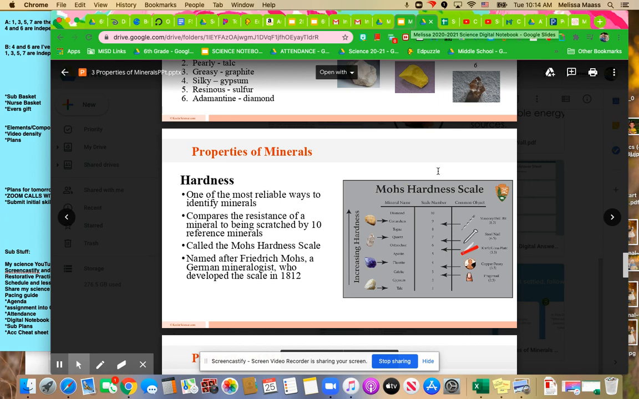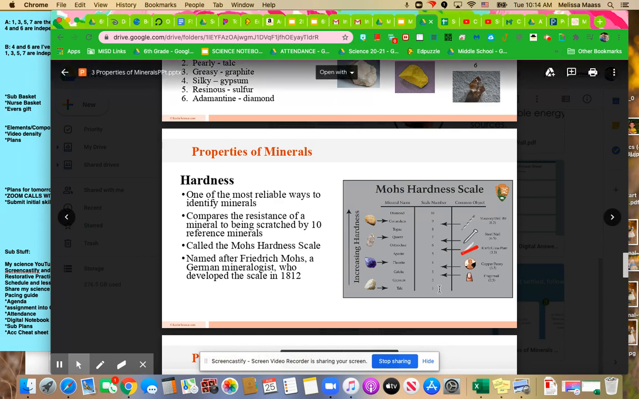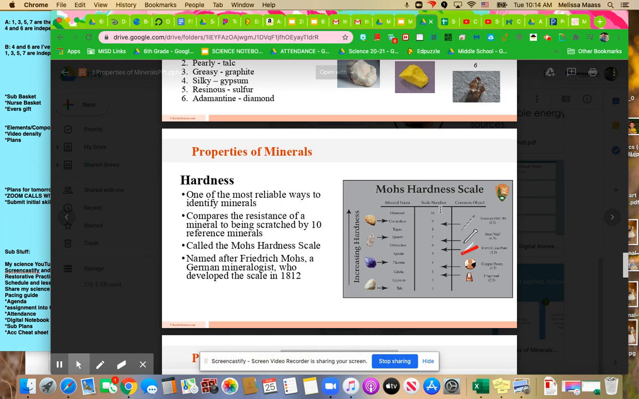So I'll tell you, the mineral diamond is the hardest mineral out there, okay? The Mohs hardness scale goes from 1 to 10. Diamond is going to be your hardest mineral. This means that diamond cannot be scratched by other minerals out there, okay? It's that tough. Hence the reason why they put diamond in a lot of jewelry.